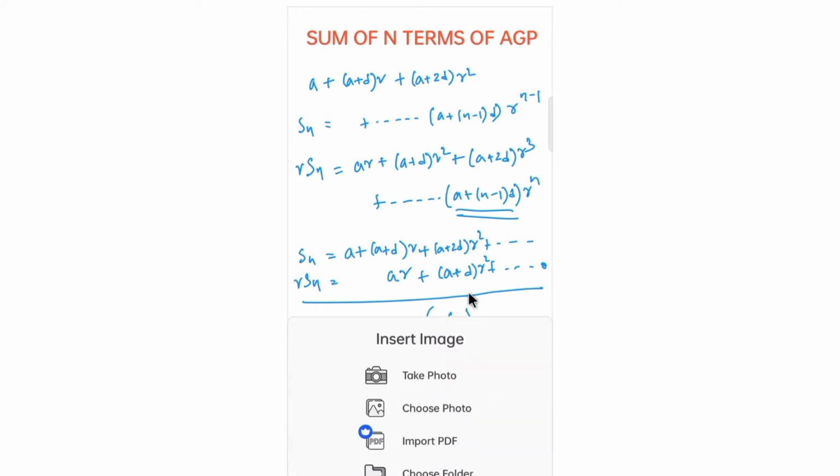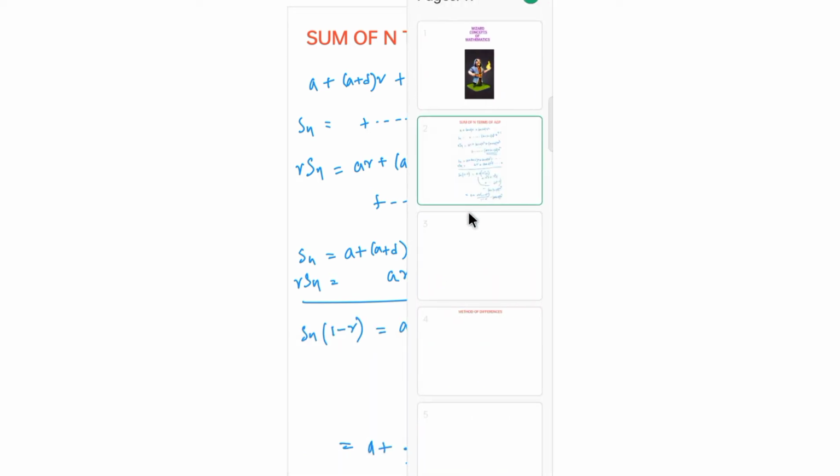So if I put the simplified version, you get Sn is equal to a by (1 minus r) plus dr into (1 minus r power n minus 1) divided by (1 minus r) whole square, minus (a plus (n minus 1) into d) into r power n divided by (1 minus r). Alright, so this is what you want.